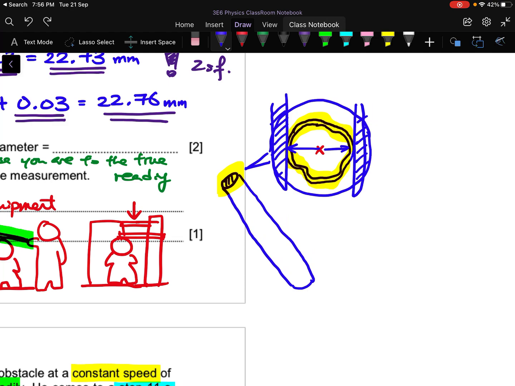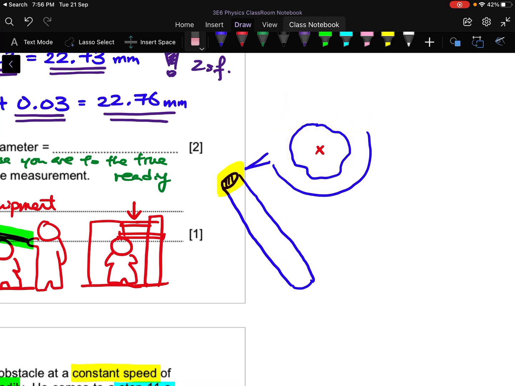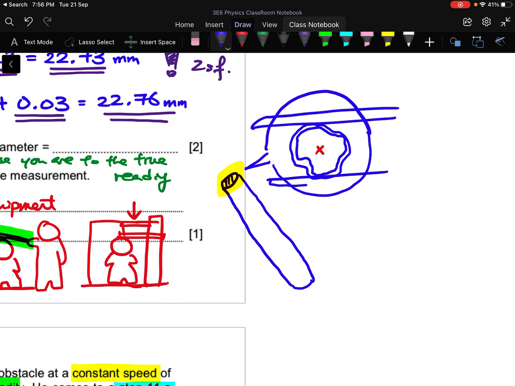Okay, so just now you have that, right? But what if now you put your jaw over here? Then you will get a different diameter, right? So what does this tell you? This tells you that you can take the average. By taking the average, you will be able to reduce errors like that.